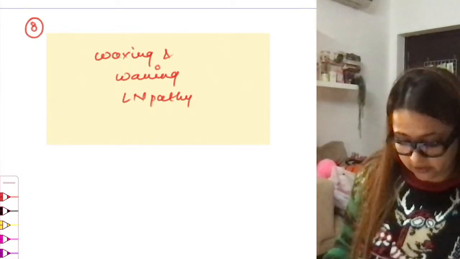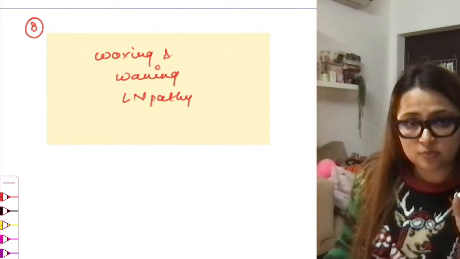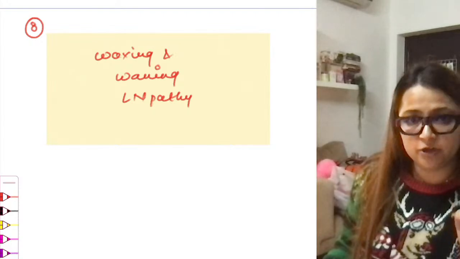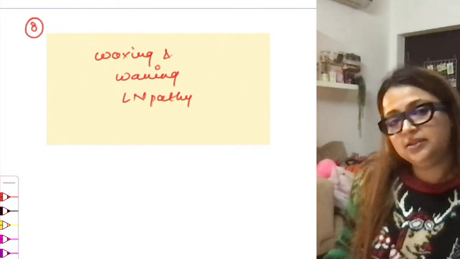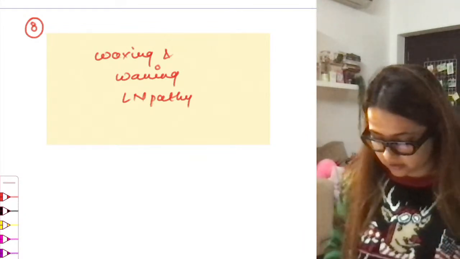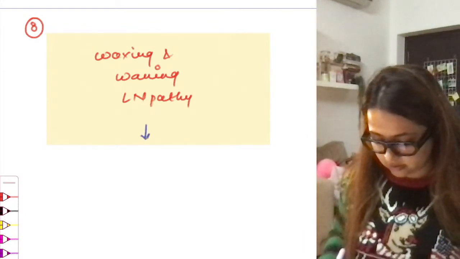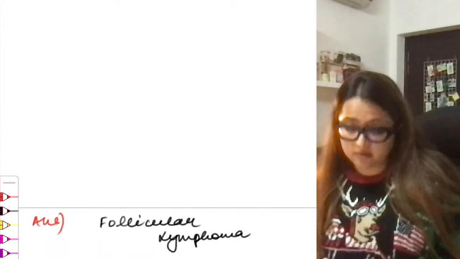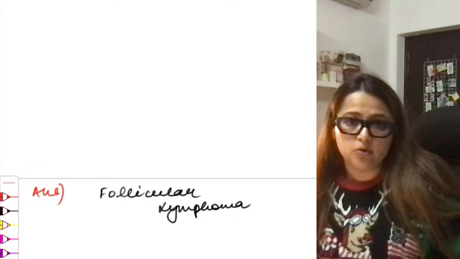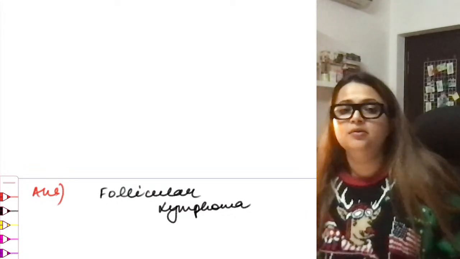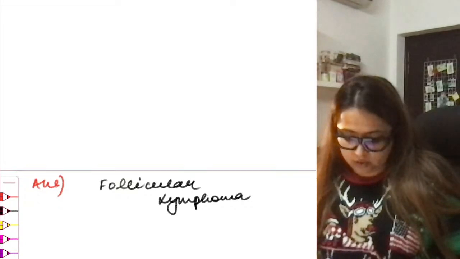Waxing and waning lymphadenopathy. If any question mentions this wording, or if any question mentions that the patient is having lymphadenopathy recurrently, and then it spontaneously resolves, and then again patient is having lymphadenopathy, this is the typical history that you see in case of follicular lymphoma. Gurji, that is the right answer. Follicular lymphoma. Okay, so know this point. Waxing and waning lymphadenopathy seen in case of follicular lymphoma.